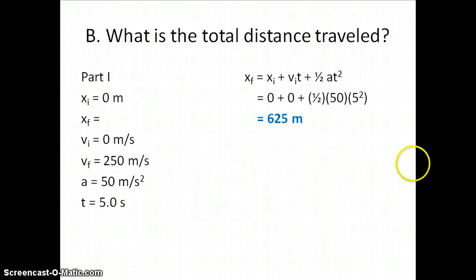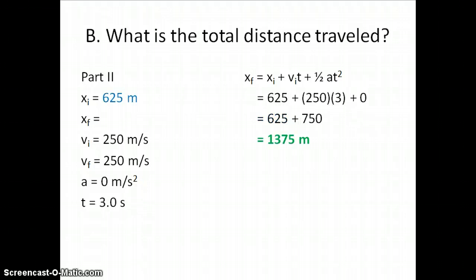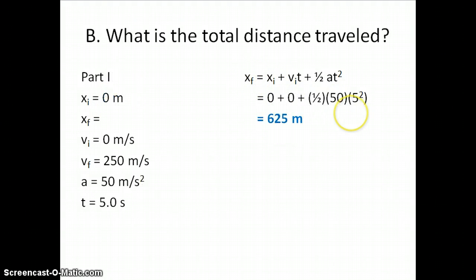So let's do part one. Here's everything that we know again, and here's the equation that we're going to use. We plug it in and we get 625 meters. So that's great. We found part one. Now we can plug that back into part two right here and do the same thing. Now our XI is no longer 0. Oh, let me go back for a second there. So for part one, XI is 0 and your VI is 0 even though your T is 5. That just becomes 0. It's just a simple plug and chug.